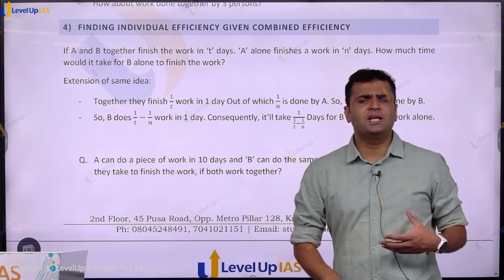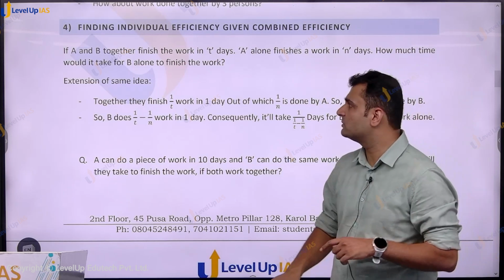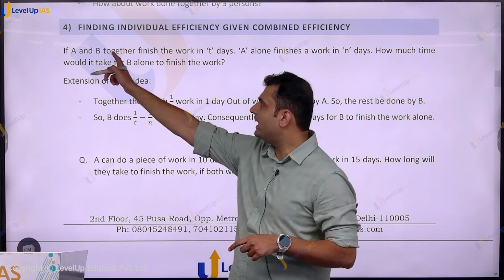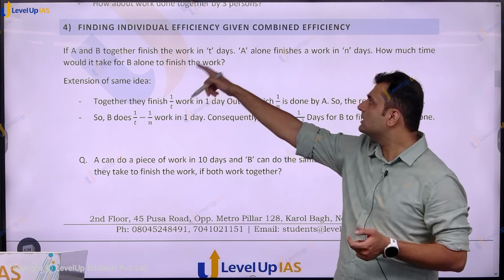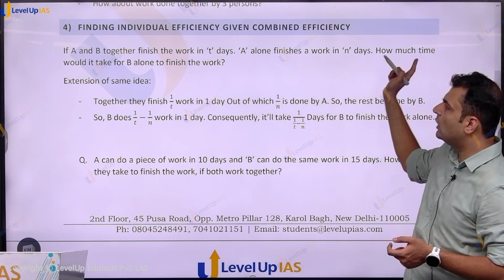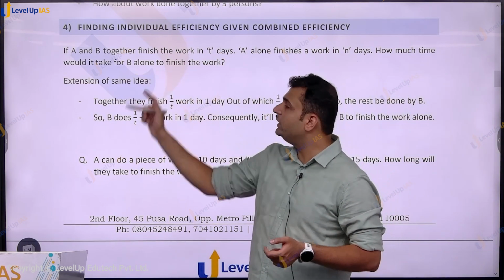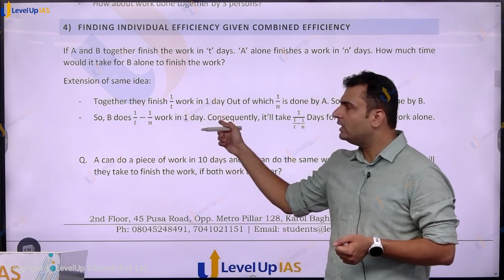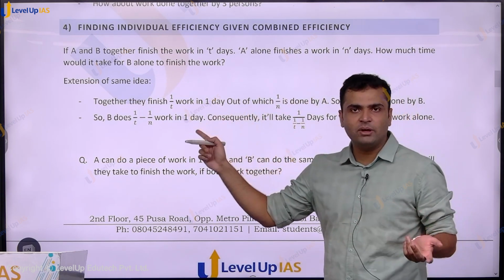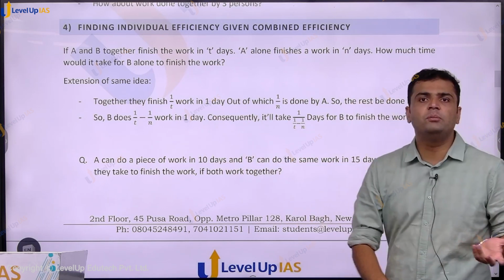Now, what if we are given the total efficiency and one of the persons' efficiency? For example, if A and B together finish the work in T days, and A alone finishes the work in N days, how long would it take for B alone to finish the work? So together they finish 1 by T work in one day, out of which 1 by N is done by A. So the rest of the work will be done by B.